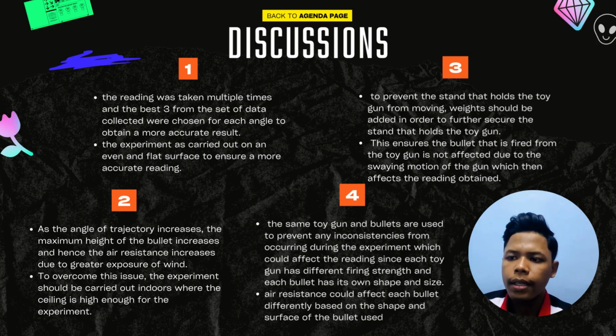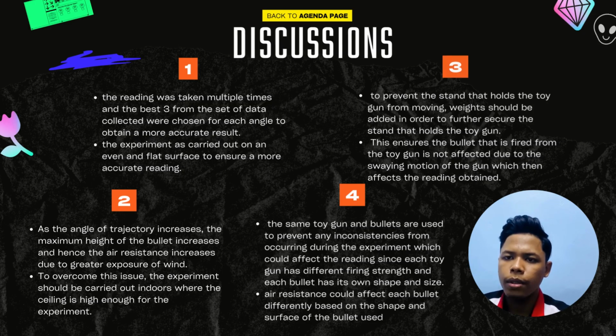Number 4, the same toy gun and bullets are used to prevent any inconsistencies from occurring during the experiment which could affect the reading, since each toy gun has different firing strengths and each bullet has its own shape and size. Air resistance could affect each bullet differently based on the shape and surface of the bullet used.